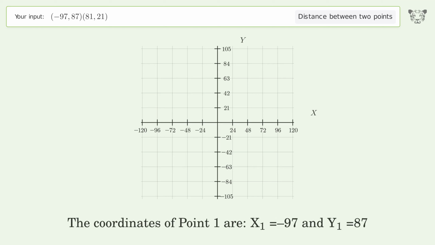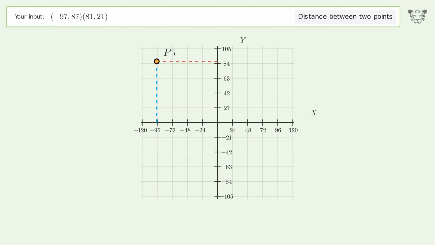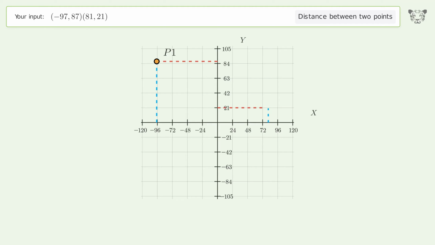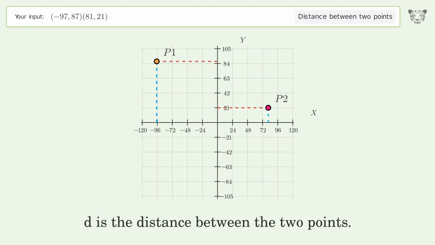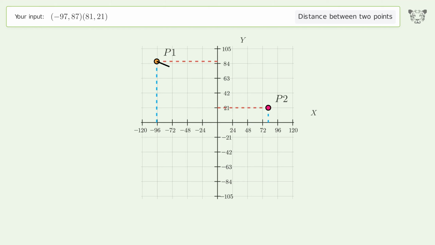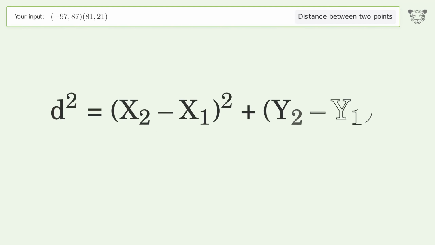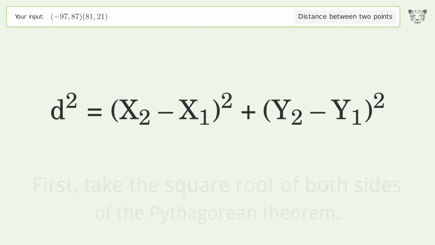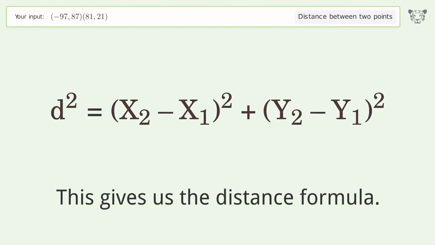The coordinates of point 1 are, x1 equals -97 and y1 equals 87. The coordinates of point 2 are, x2 equals 81 and y2 equals 21. D is the distance between the 2 points. First, take the square root of both sides of the Pythagorean theorem. This gives us the distance formula.